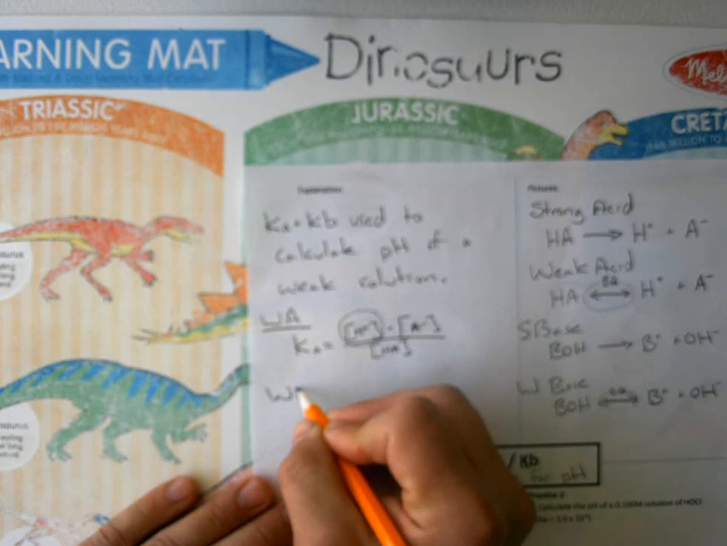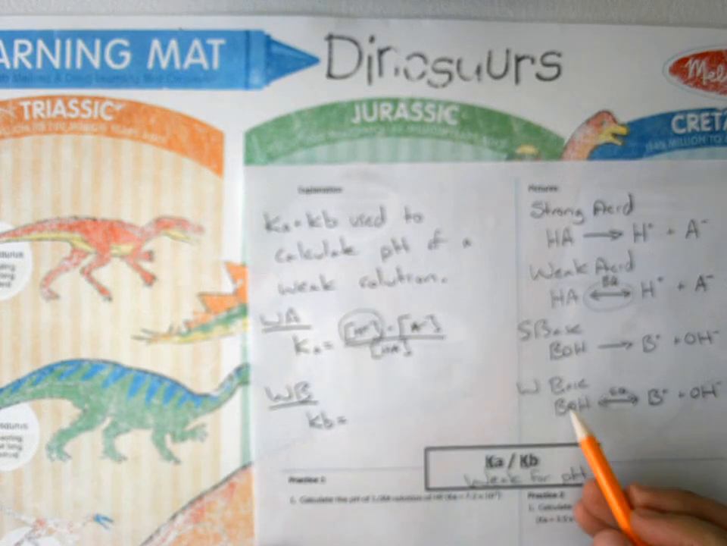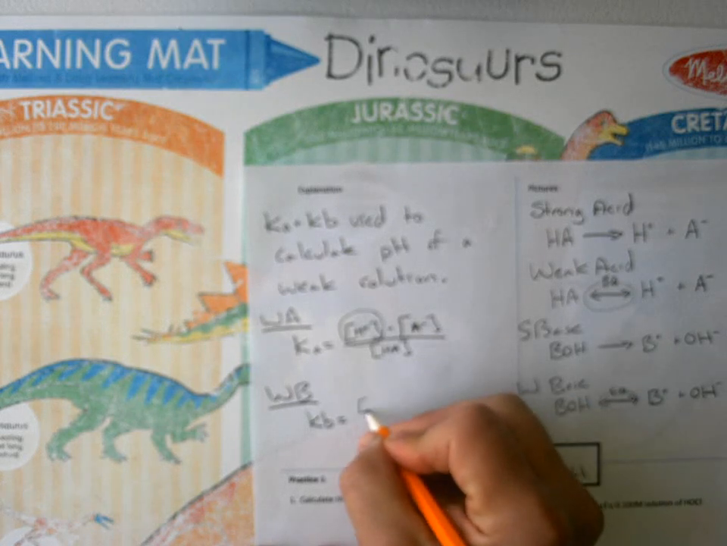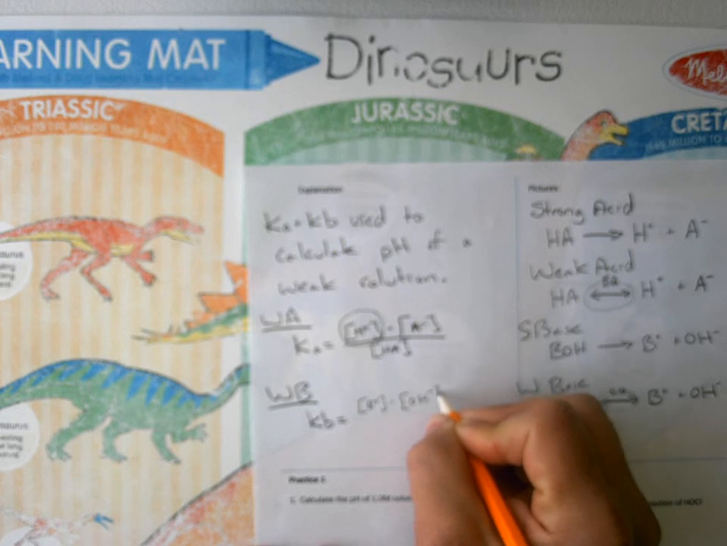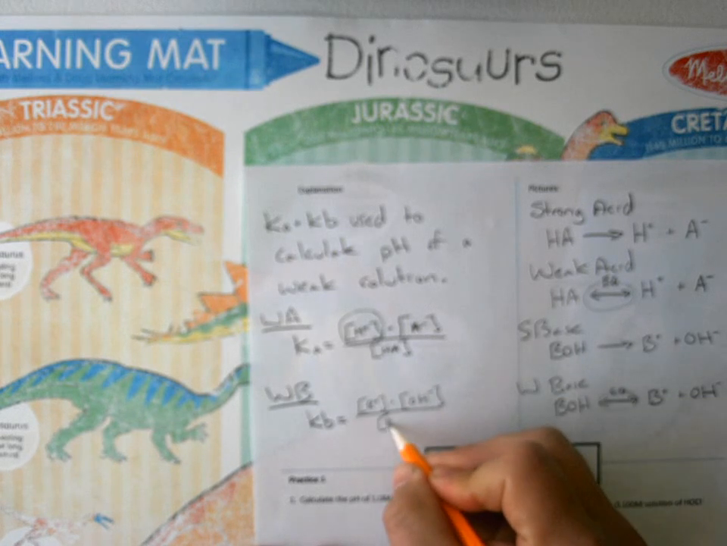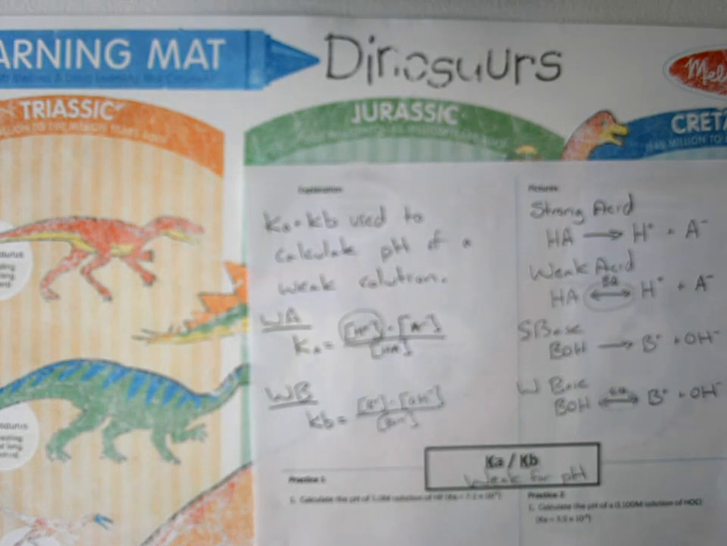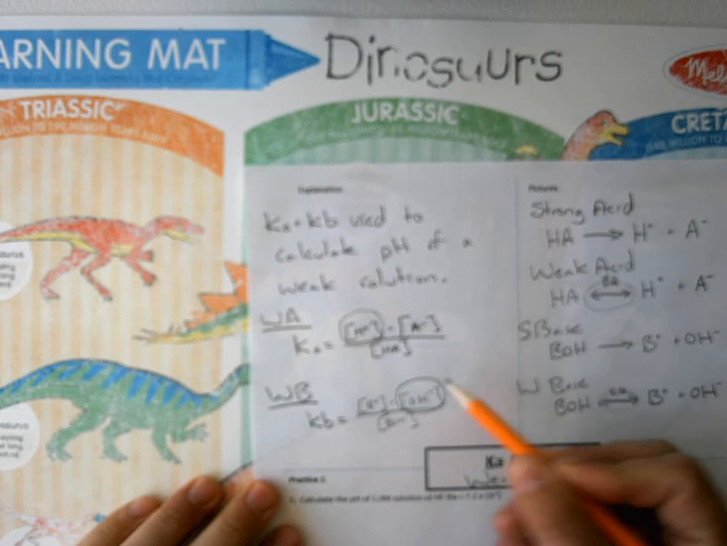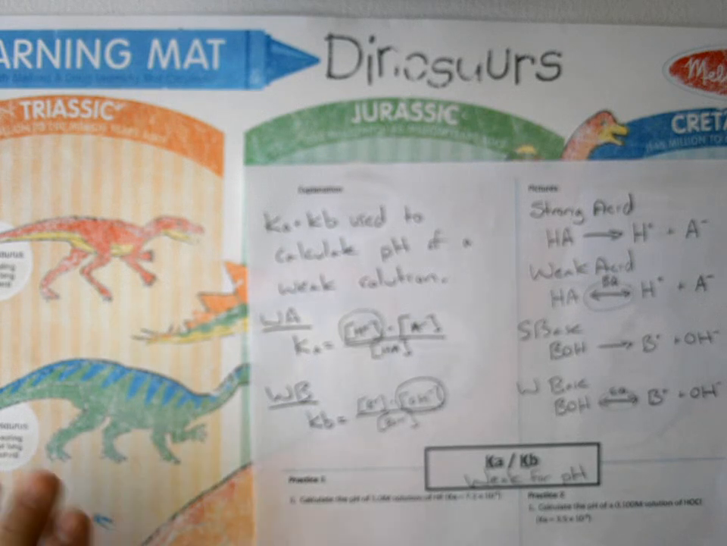Similarly, for a weak base, Kb will equal, now look over here at the weak base. It looks like BOH is dissociating to B plus and OH minus as the products, so it would be the concentration of B plus times the concentration of OH minus divided by the concentration of BOH. And again, when you're trying to calculate the pH of a base, we could do the negative log of the OH minus and then subtract that from 14. But here's what we're going to be solving for again: that OH minus ion, and we could think of that as an X value.